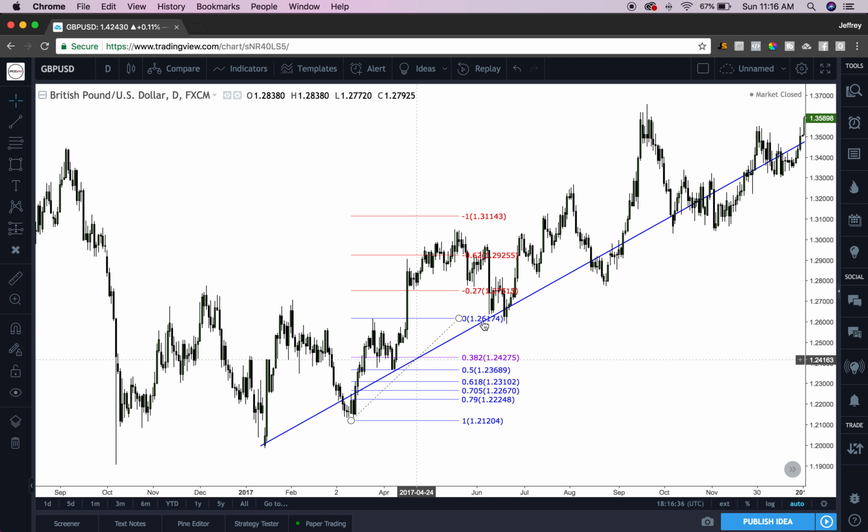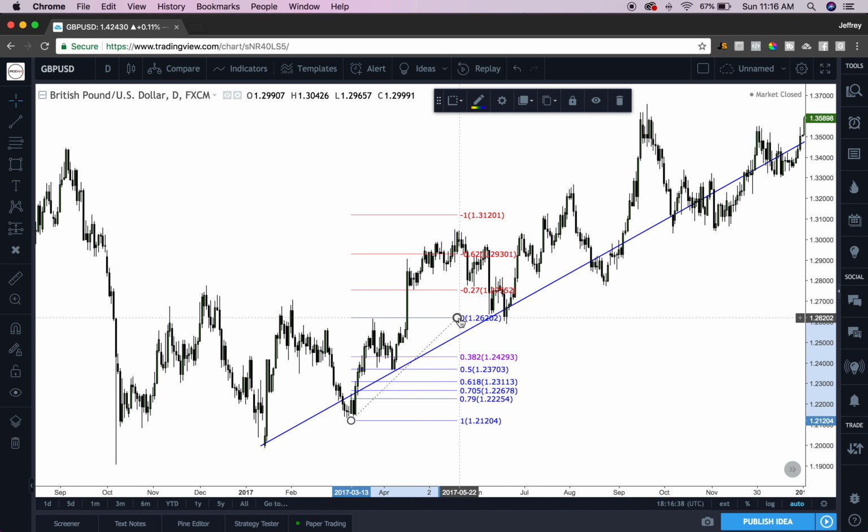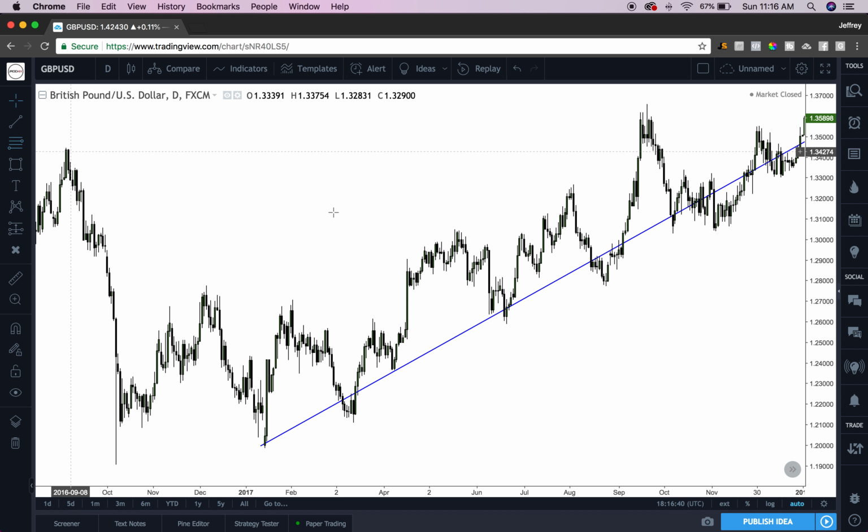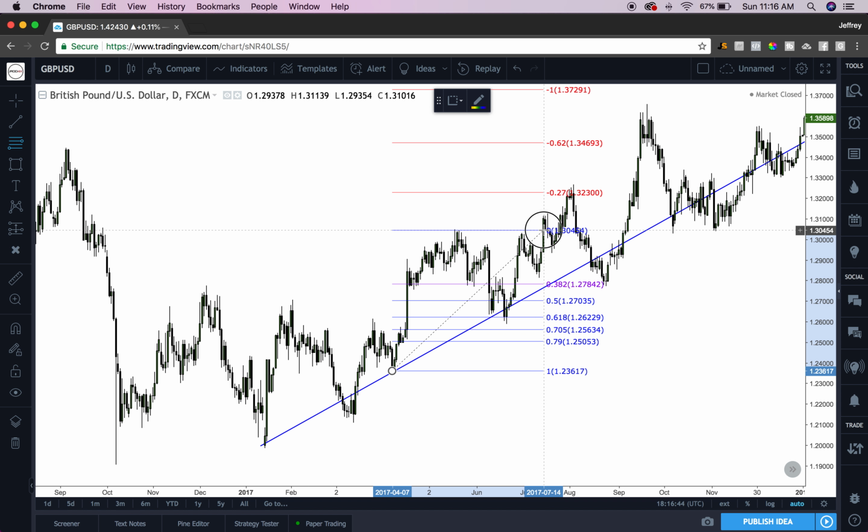Trades into 50%. I don't trade off 50%, so I wouldn't have personally entered there. Mapping out this swing. Higher low point, 61.8. Great entry.